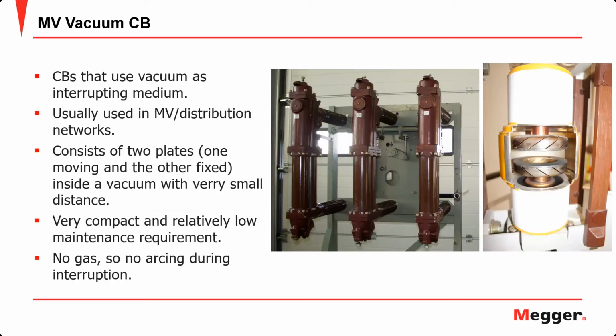We also have a type called vacuum circuit breakers, or VCBs. In this type of circuit breaker, the insulating medium is vacuum, so there is no gas or material inside. It's usually used in medium voltage or distribution networks. It is very compact and relatively low maintenance. And because there is no gas inside, there is no arcing during interruption.